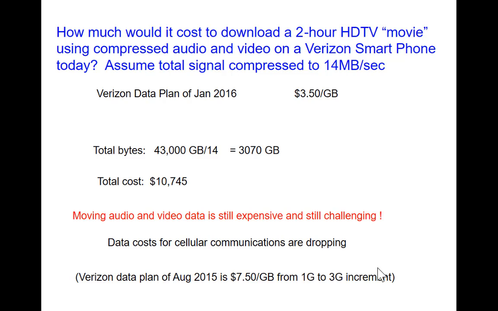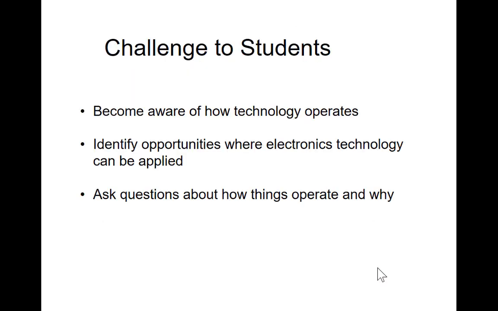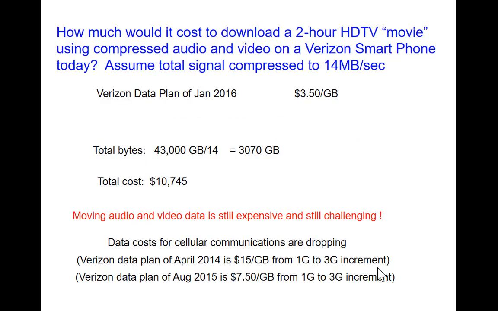Let's compare things to what's happened in the last couple of years. The Verizon data plan of August 2015 was $7.50 per gigabyte. It dropped. It was $15 per gigabyte in 2014. It was $7.50 per gigabyte in 2015. I thought I had today's figure. Today, any idea what it is today? If you want more data on a Verizon plan, I checked this morning.